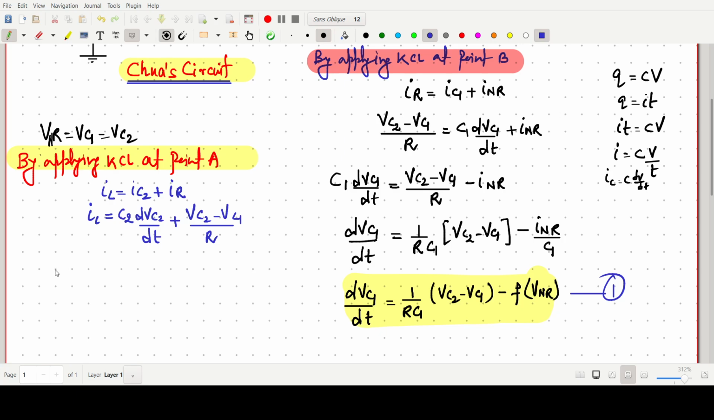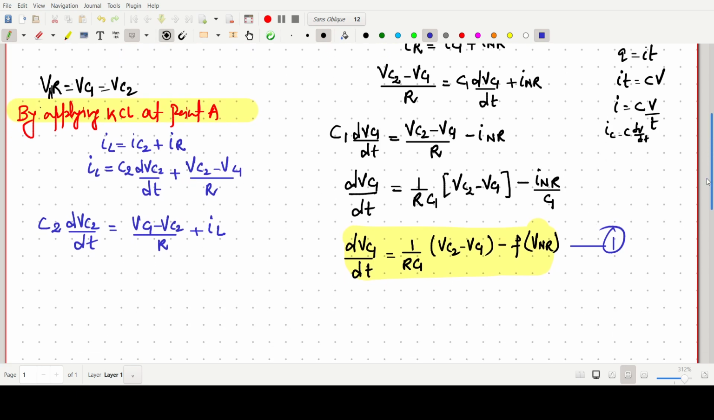Now what we can write, then C2 dVc2 by dt, this one will give the second state equation, like Vc1 minus Vc2 by R. If we put all this on this side, it is plus IL. Means this one is the term IL plus Vc1 minus Vc2 by R.